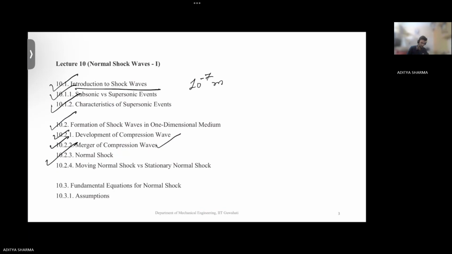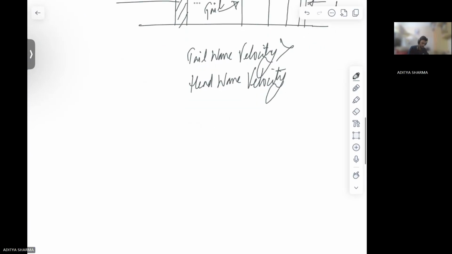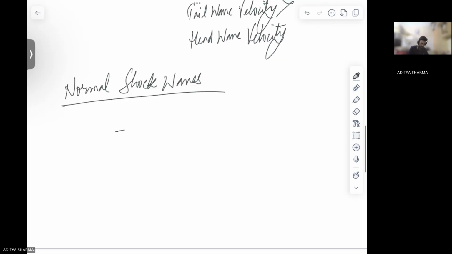Then there are normal shock waves. So normal shock waves basically are normal to the streamline of the flow, right? That is why they are called normal shock waves. There are oblique shock waves also. Okay.